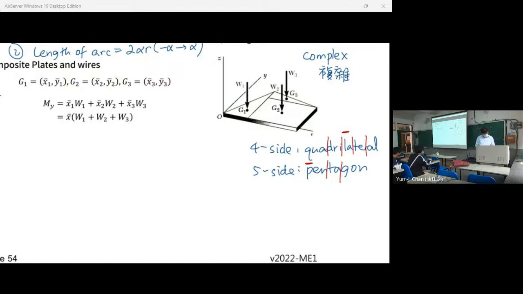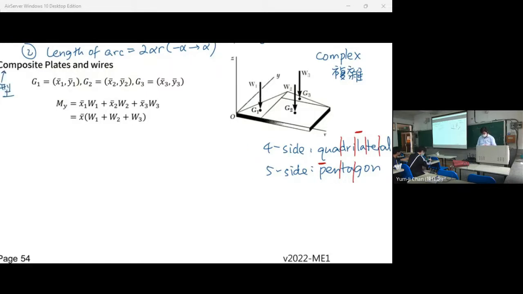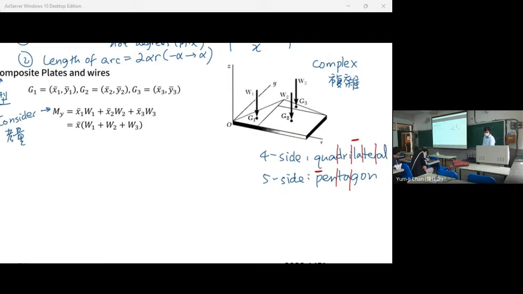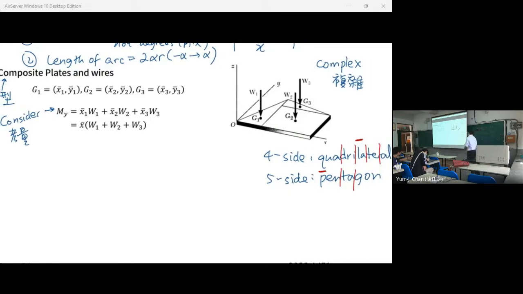Now, if we consider MY, I think I mentioned last time, consider means 考量. So consider MY, the moment about the y-axis, in this direction, right?